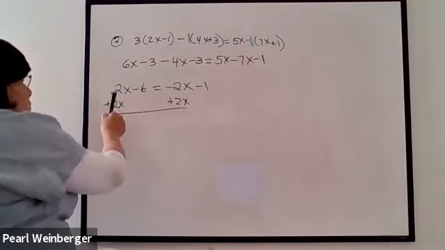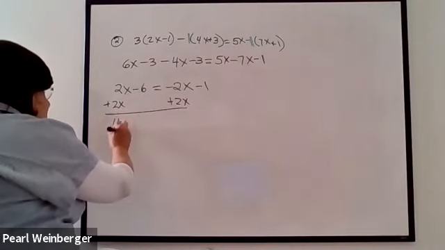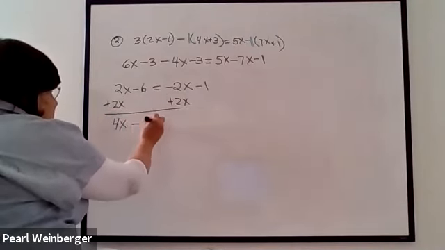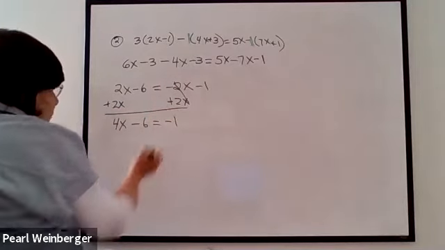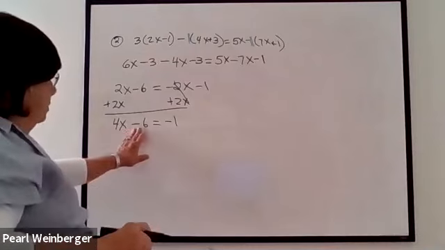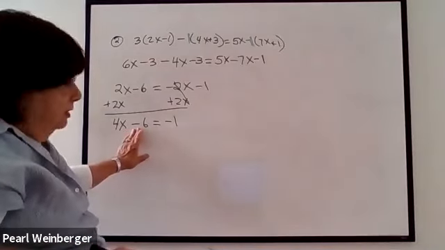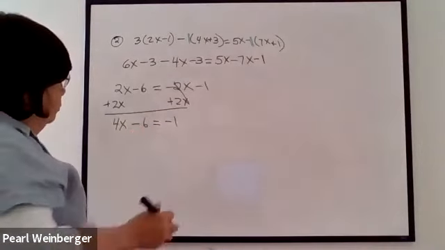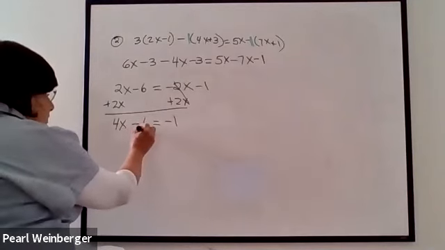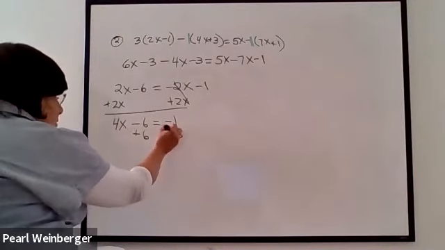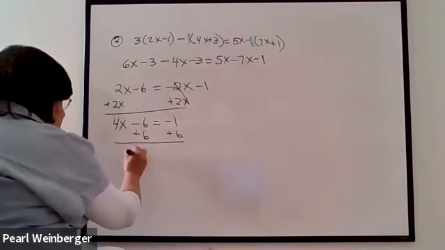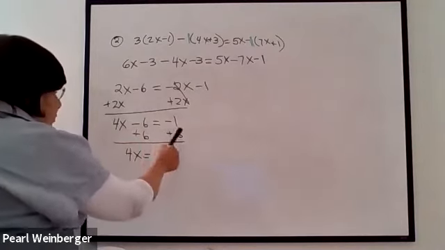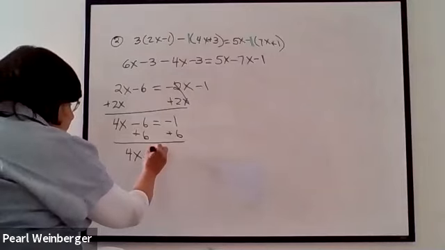So 2x plus 2x will give me 4x minus 6 equals, now this cancels, -1. And now I want to get this -6 that's on the left side over to the right side. So I'm going to do +6. And that'll leave me 4x equals, well, -1 + 6 is 5.